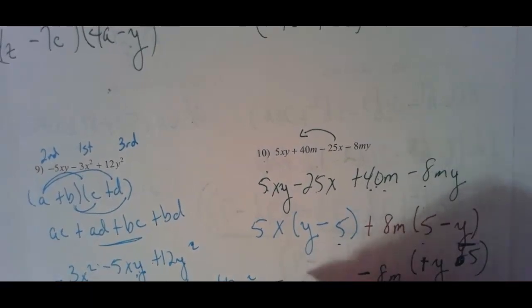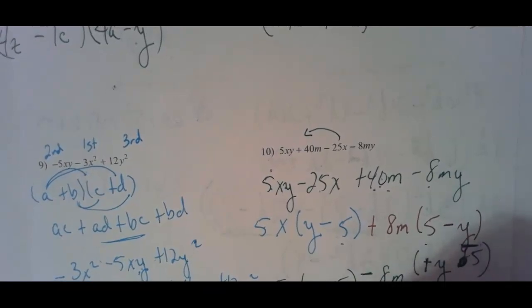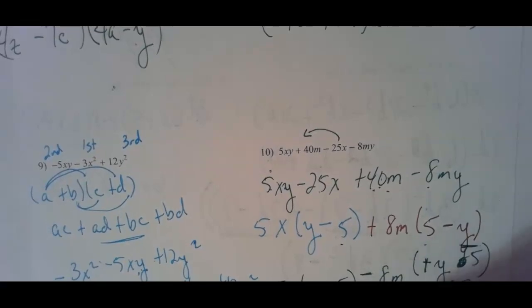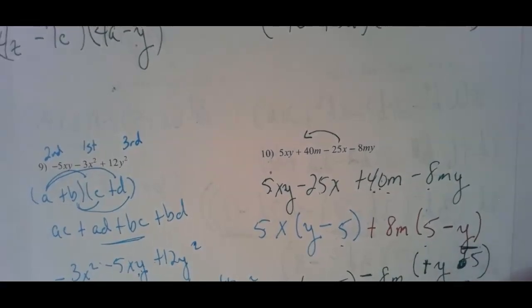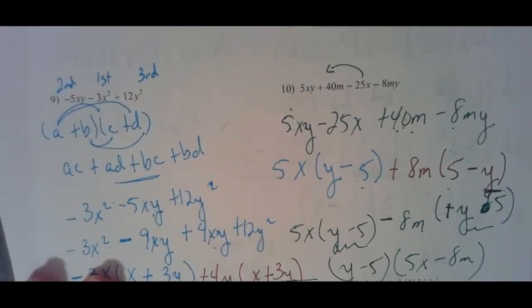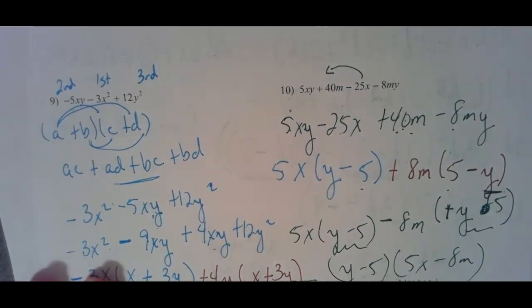Alright. And then just go ahead and factor out that y minus 5, and that leaves me with 5x minus 8m. Cool. And that is it. We're done factoring. Even faster this time, didn't it? So even though it looks scarier, don't let it intimidate you. Okay?